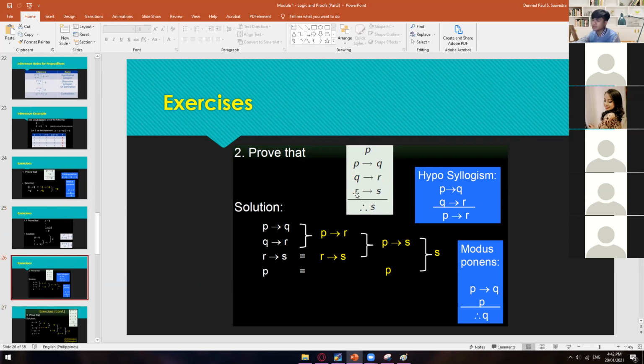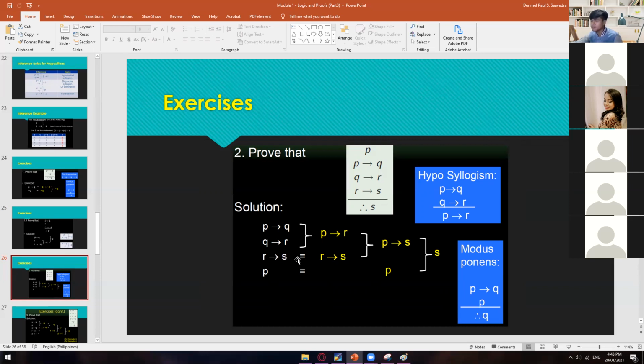And then the next one is R conditional S, and then the last one is P. Okay, so this one first, P conditional Q, and then Q conditional R. From here, this one fits perfectly for the hypothetical syllogism, wherein we can disregard the conclusion and the hypothesis. Just go straight from the first hypothesis to the last conclusion, which is P conditional R.